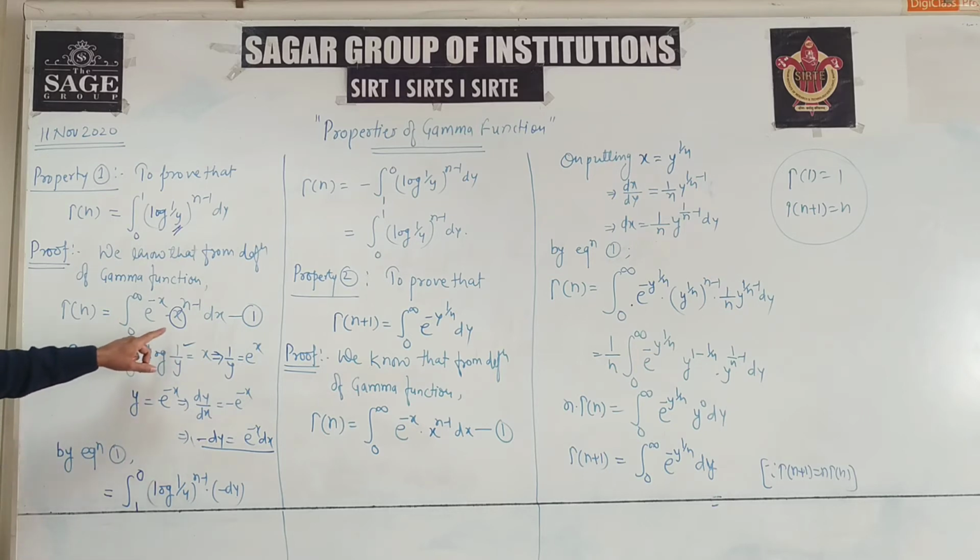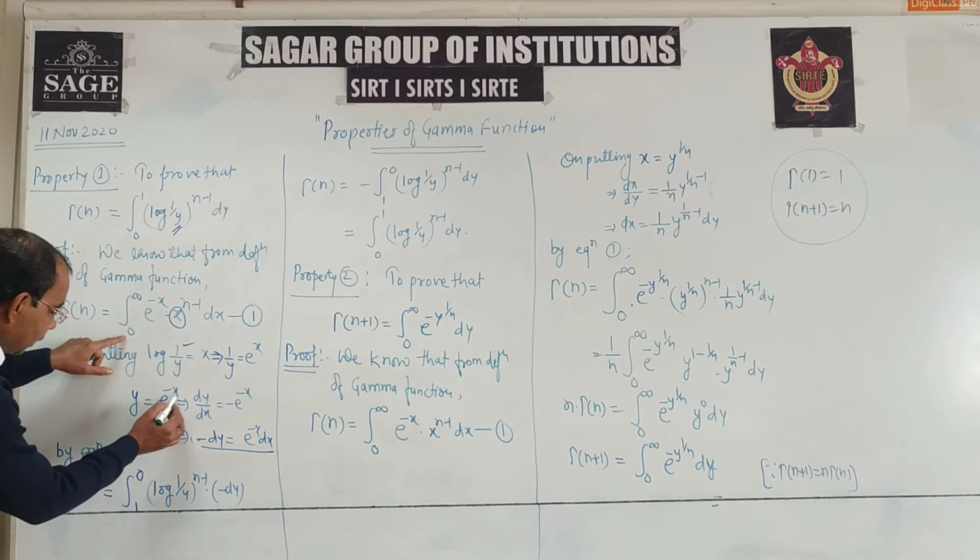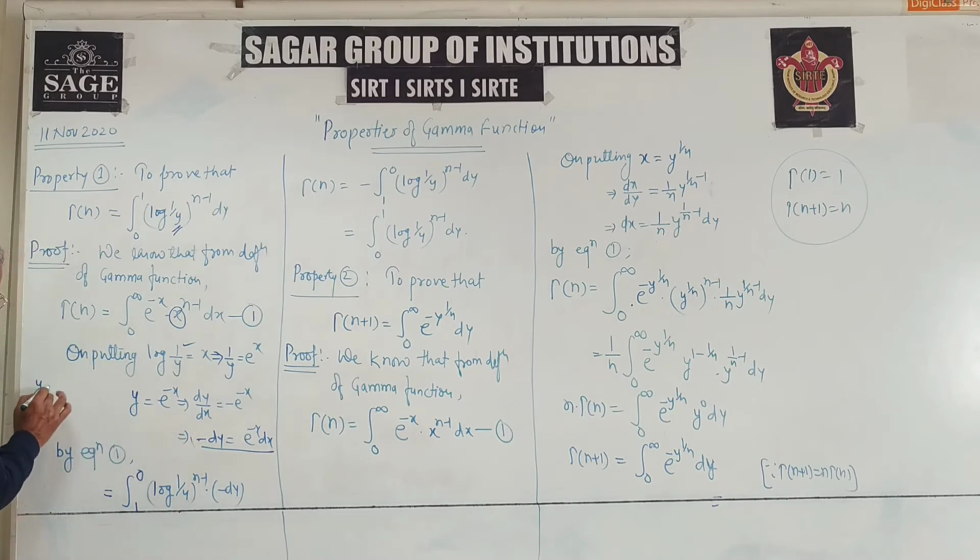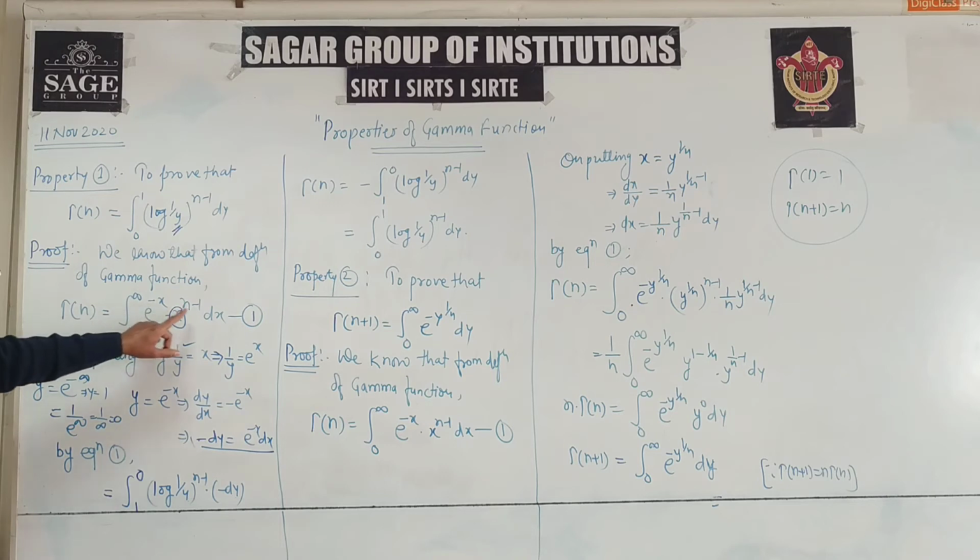First, x is converted into the form of y. For the first limit, x equal to 0, y equal to e to the power minus 0, so y equals 1. Then for infinity, y equals e to the power minus infinity, which is 1 upon e to the power infinity. Since e to the power infinity is infinity, 1 upon infinity is 0. This is 0.